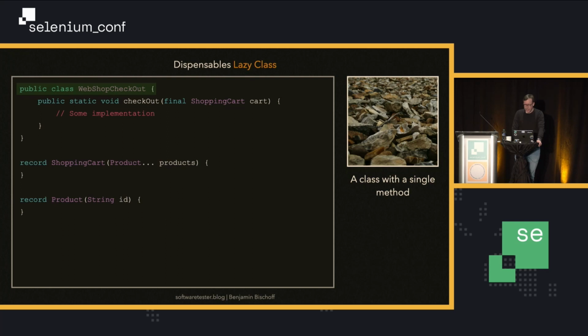There's a web shop checkout that has one method that is called checkout. So it's a class with a single method. Depending on the pattern that you use, if you use something like the memento pattern where you implement different commands that you can undo later, that makes perfect sense to have one method per class. But in most applications, a class with one method is a code smell. Yeah, there it is, the only method.